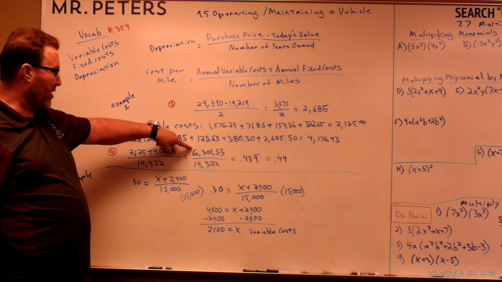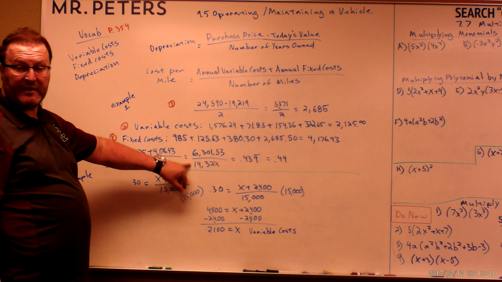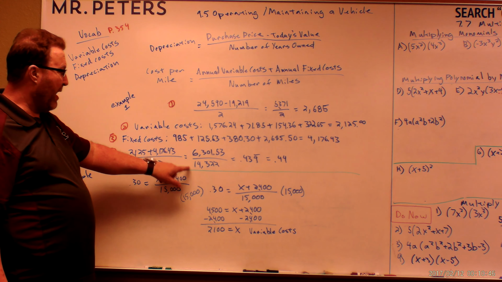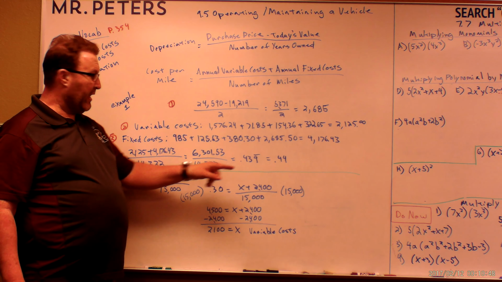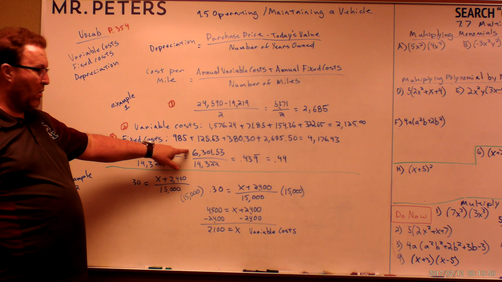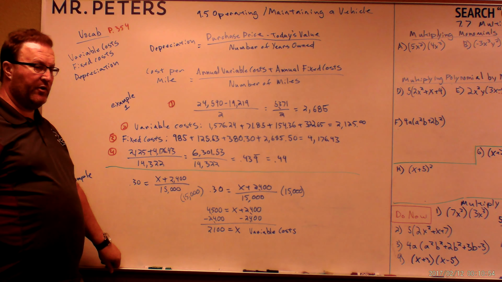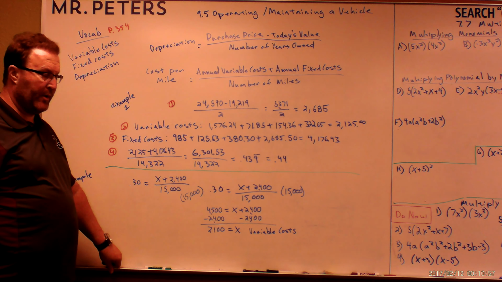It's $6,301.43, and then we divide it by the miles. So the numerator goes in the calculator first, divided by the miles. This is the answer we get in the calculator. Go ahead and do this. 6301.43, and then divided by 14,322.